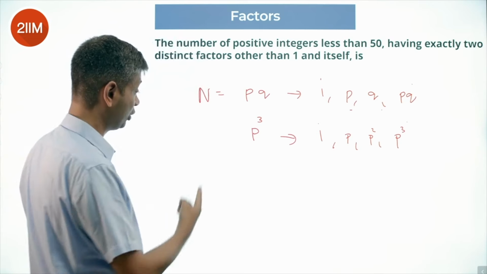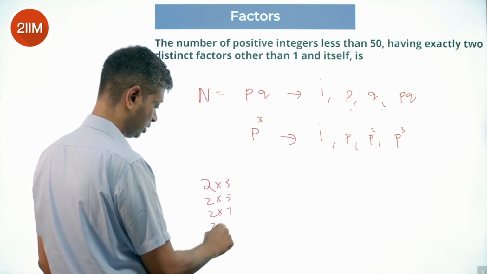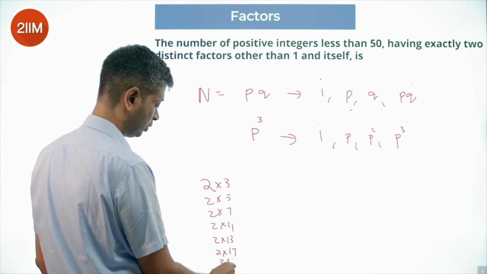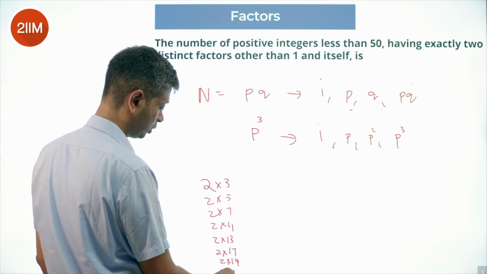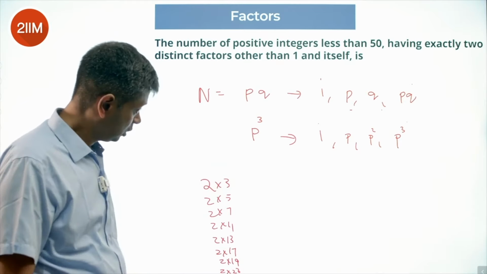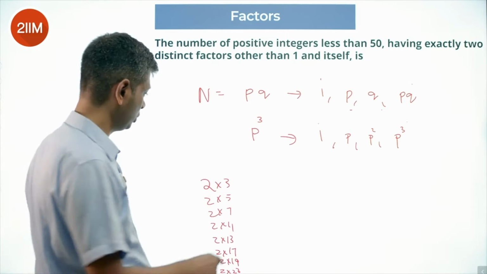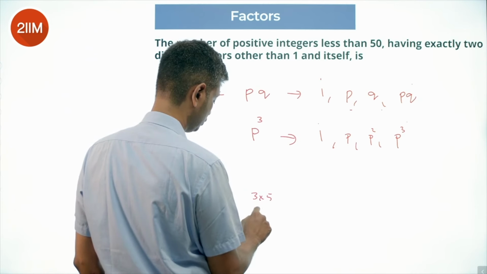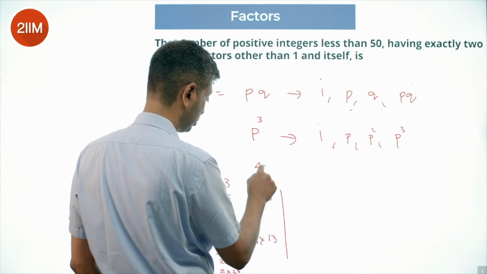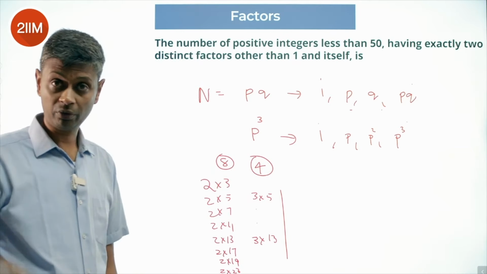So what are the numbers we're looking for? P and q should be distinct. Something like 2 into 3, 2 into 5, 2 into 7, 2 into 11, 2 into 13, 2 into 17, 2 into 19, 2 into 23, 2 into 29 will go beyond. All of these are possible. So 1, 2, 3, 4, 5, 6, 7, 8 numbers. Then we say 3 into 5, 3 into 7, 3 into 11, 3 into 13. Another 4 numbers here. 8 numbers here. 3 into 17 is 51, I don't have to worry about it.